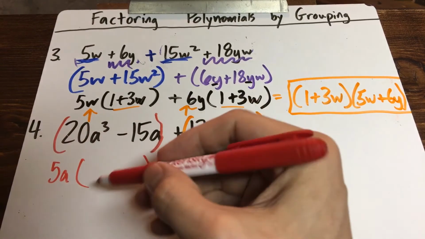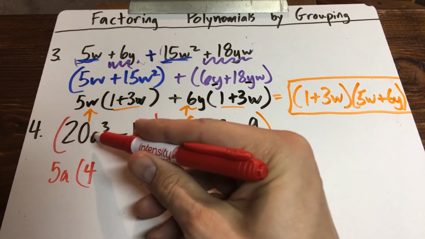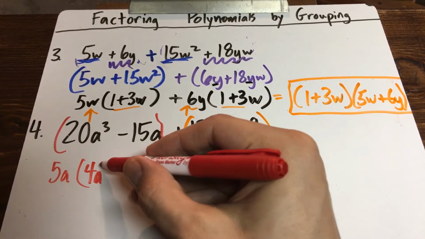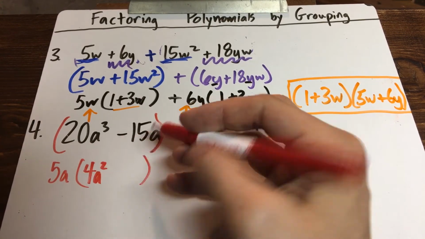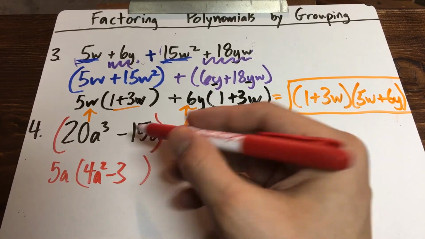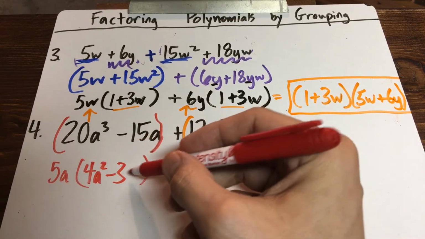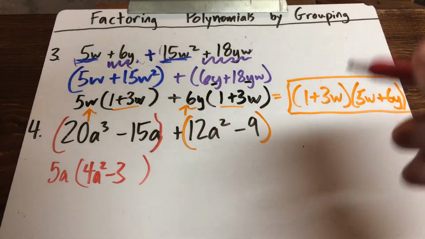20 divided by 5 is 4. If I took away an A, instead of being a to the third, it's going to be a to the second. Here, 15 divided by 5 is 3. Now, this has a subtracting sign, but that's all right. If I took away the A, I don't have any A's left, so I'm just going to leave that empty.